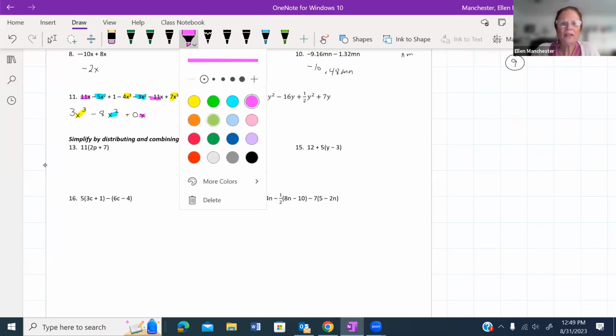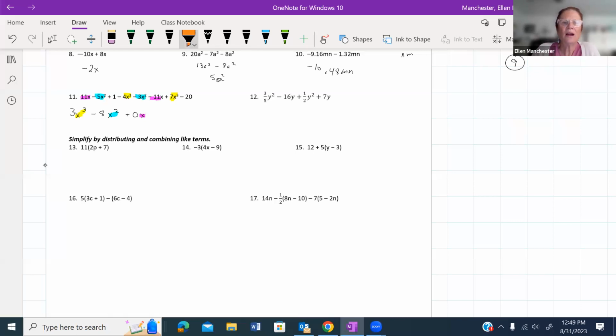And then the last thing is I'm going to add my constants. So anytime you have a number with no x's, those are called constants. I'll write it over here, a constant. No variables. Just a number. Okay, those are called constants. So positive 1 and a negative 20 is a negative 19.